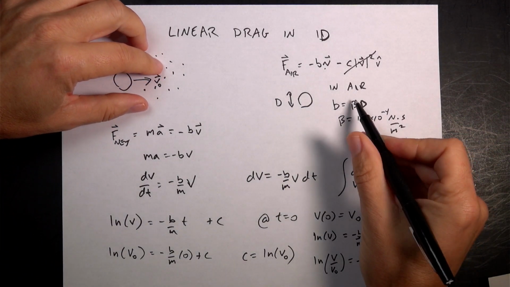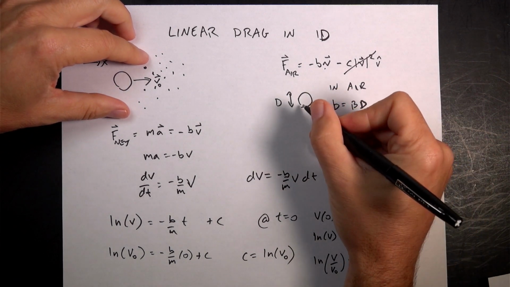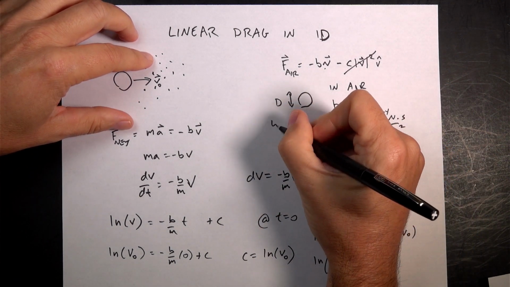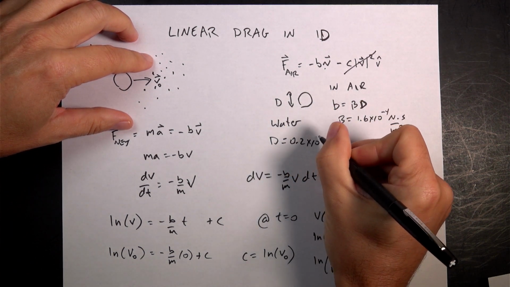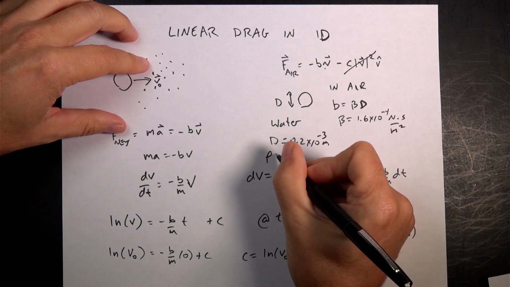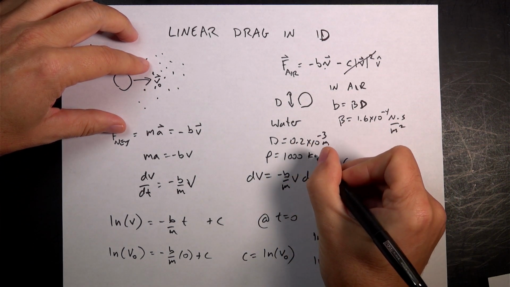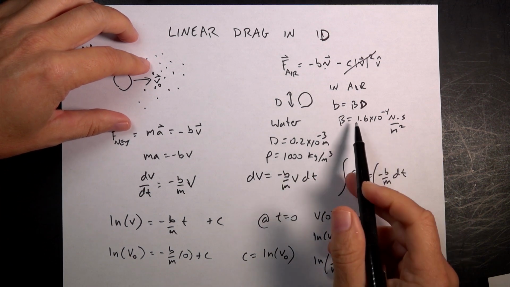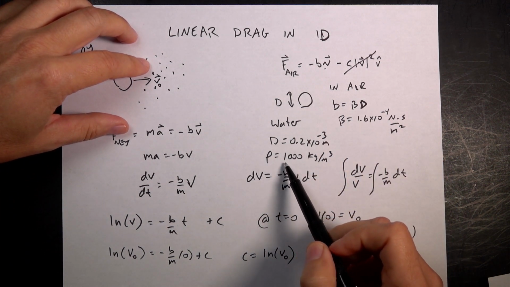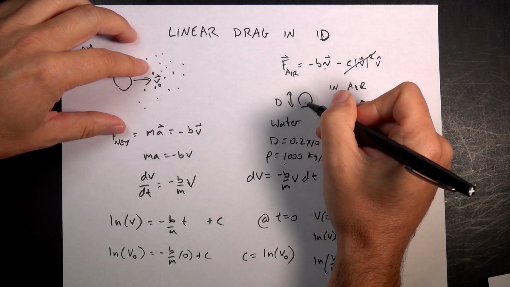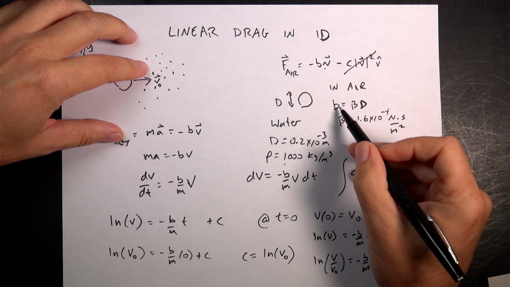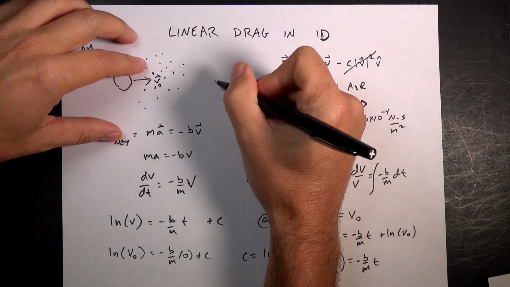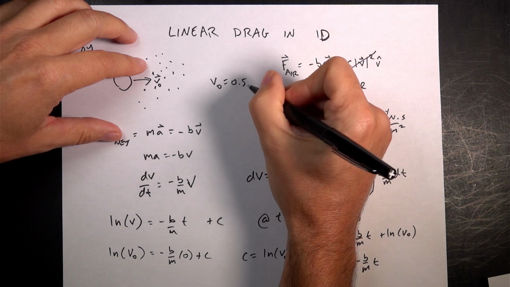So I have beta. I need m. Let's say it's a drop of water where d is equal to 0.2 millimeters, 10 to the negative third meters, and the density of water is 1,000 kilograms per cubic meter. So with that, I can calculate b, because I can calculate the mass from the diameter, knowing that the volume of a sphere is 4/3 pi r cubed. So I can get b, I can get all my parameters. I just need one thing, v0. Let's just pick v0 equals 0.5 meters per second.